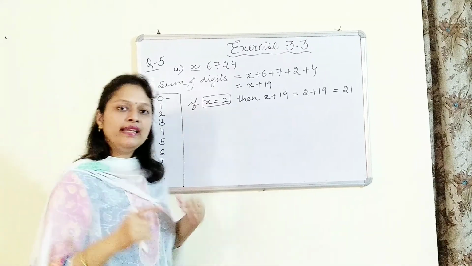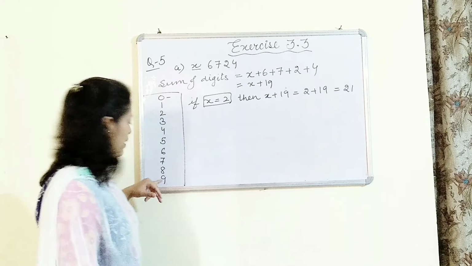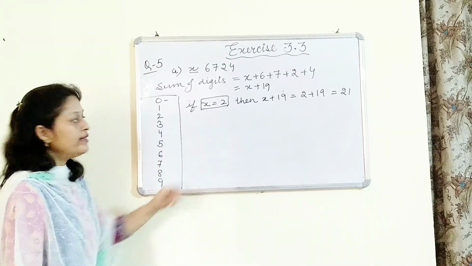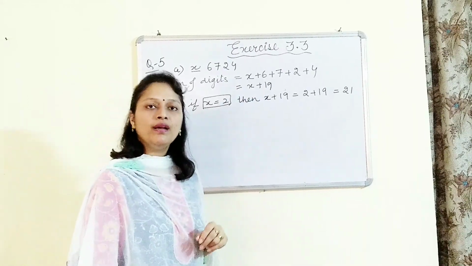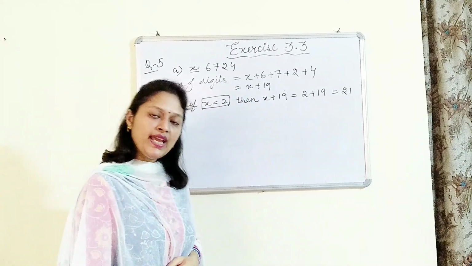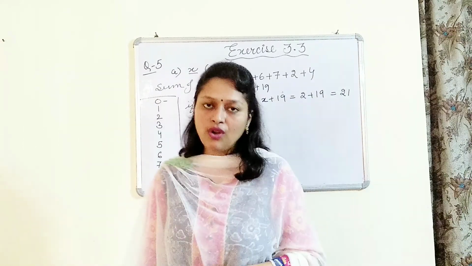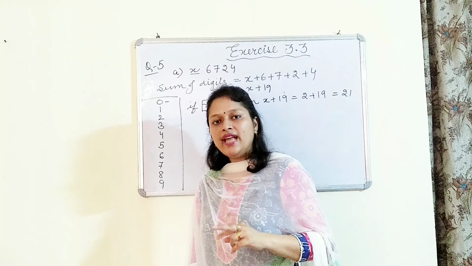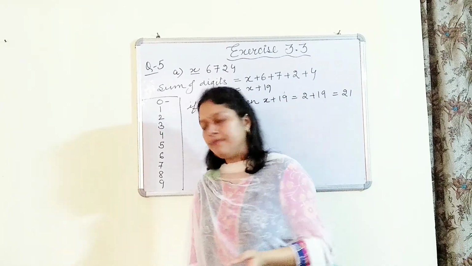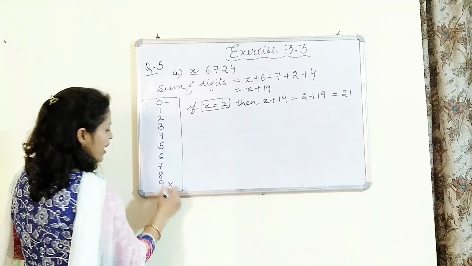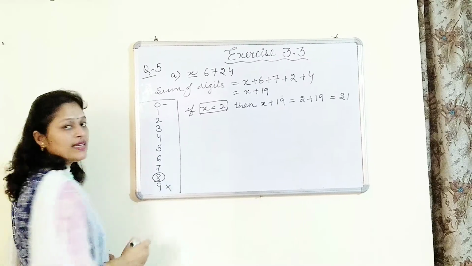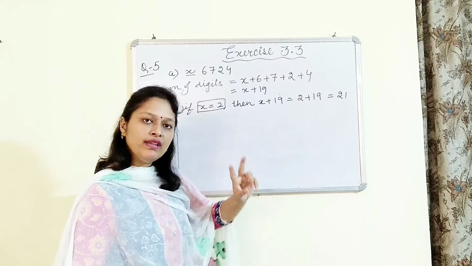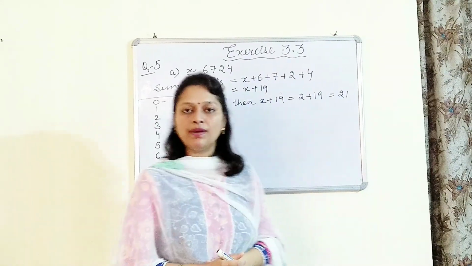Now we have to find the largest digit. So we will start from here. The largest digit is 9. If x is equal to 9, 19 plus 9 will become 28. Is 28 divisible by 3 or not? No, it is not divisible by 3 because 28 does not come in the table of 3. So we will not take 9. If x is equal to 8, then 8 plus 19 will become 27. Yes, 27 is a multiple of 3.